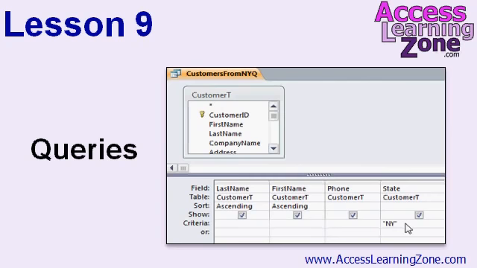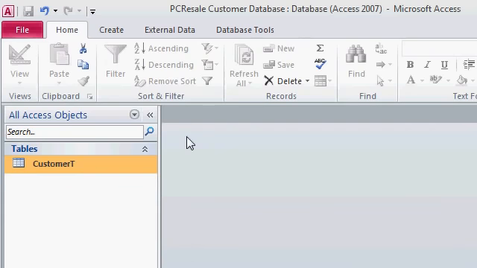In Lesson 9, we'll learn how to build a query, apply a multi-field sort to the query, and a criteria filter. In this lesson, we have the same mission that we had in the last lesson. The boss wants a list of all the customers we have from New York State, sorted by last name. More importantly, I want to create a query to do this so I can pull it up at a moment's notice anytime in the future.